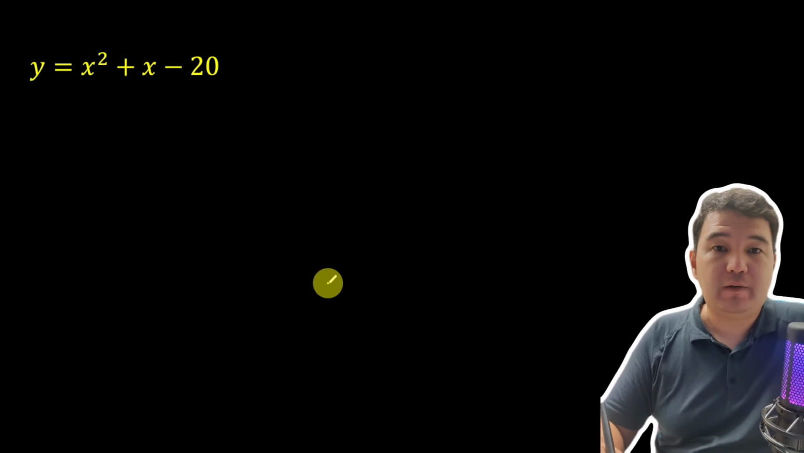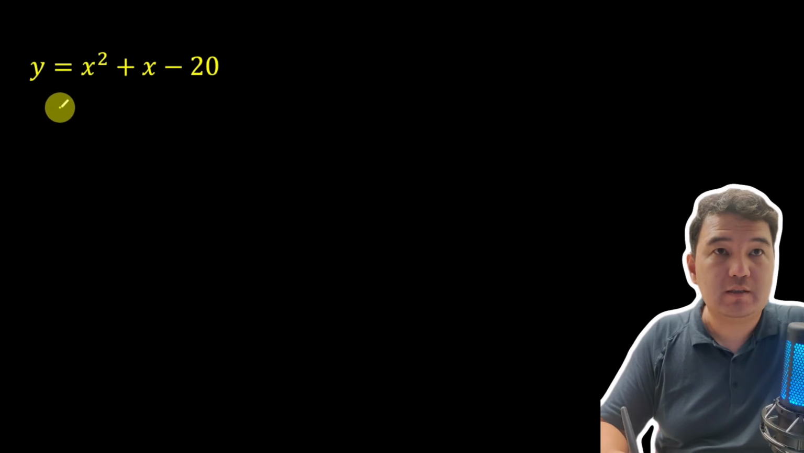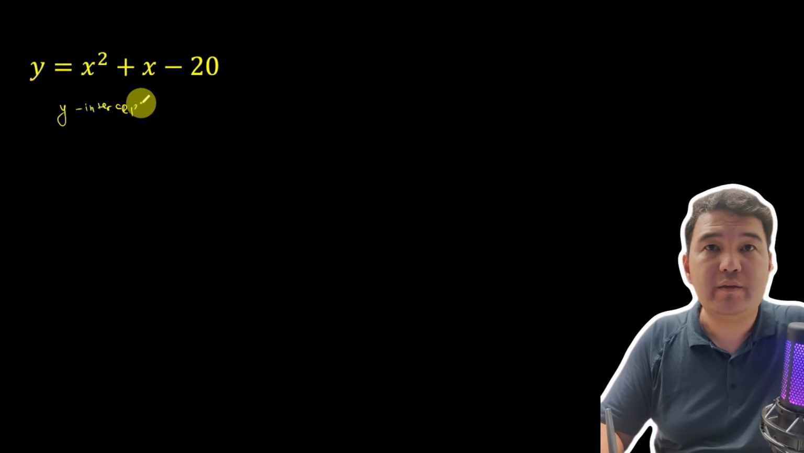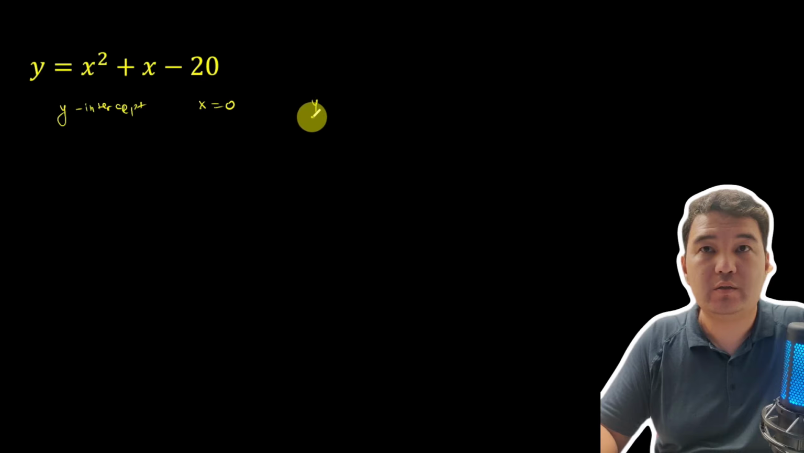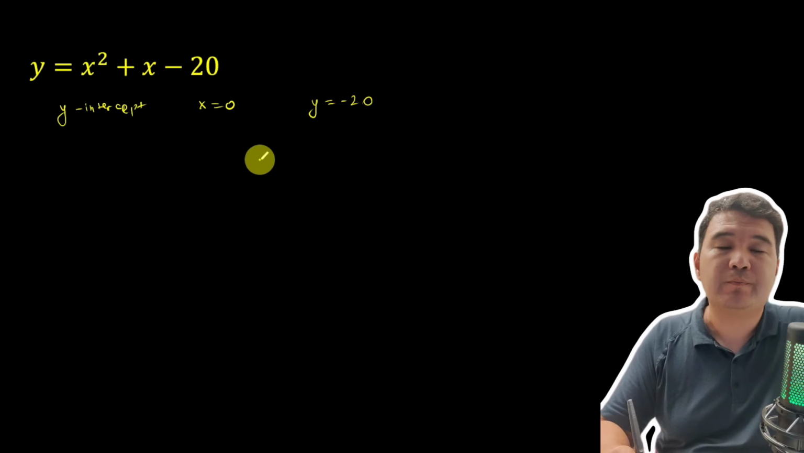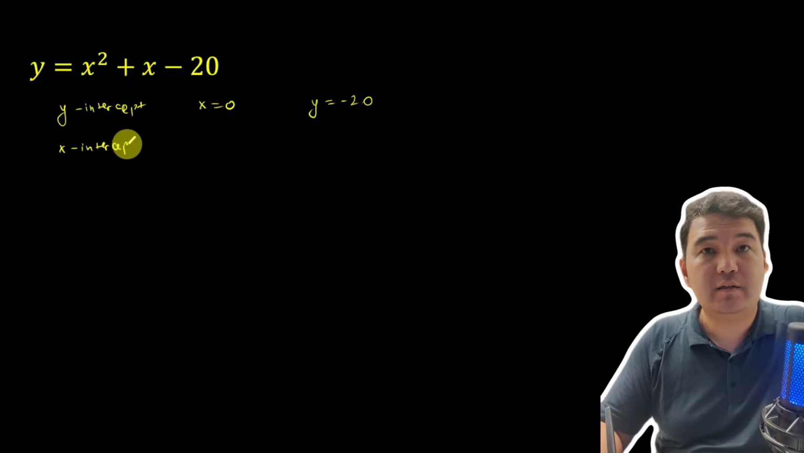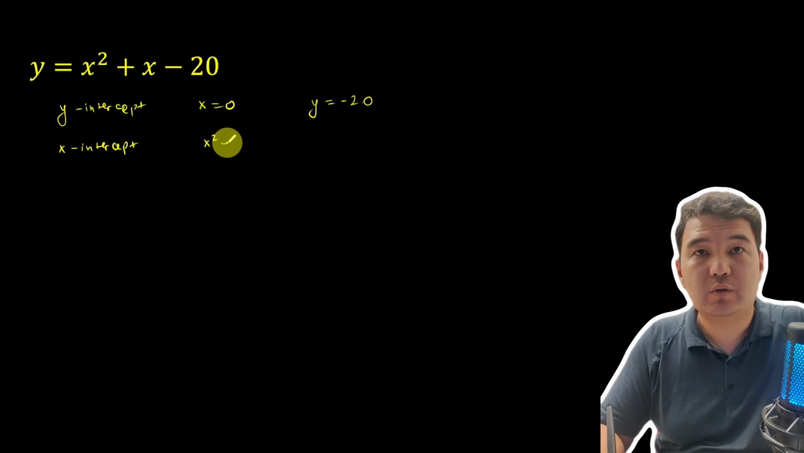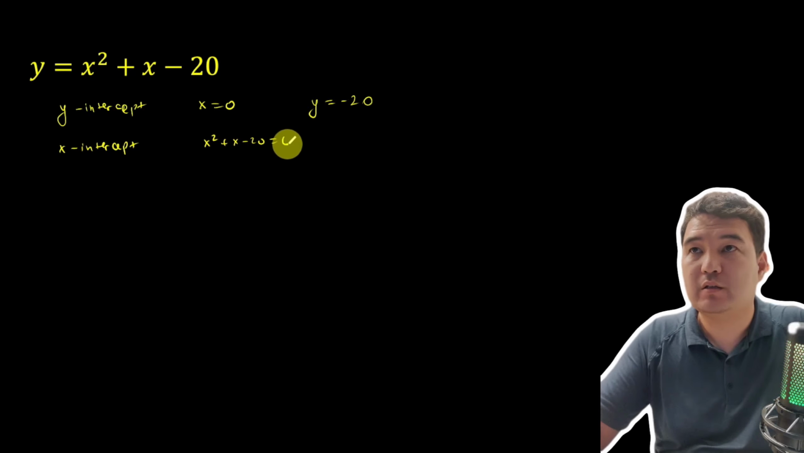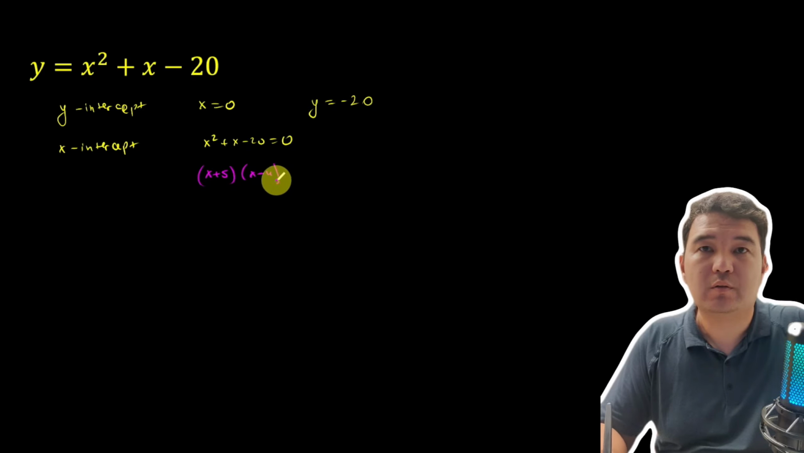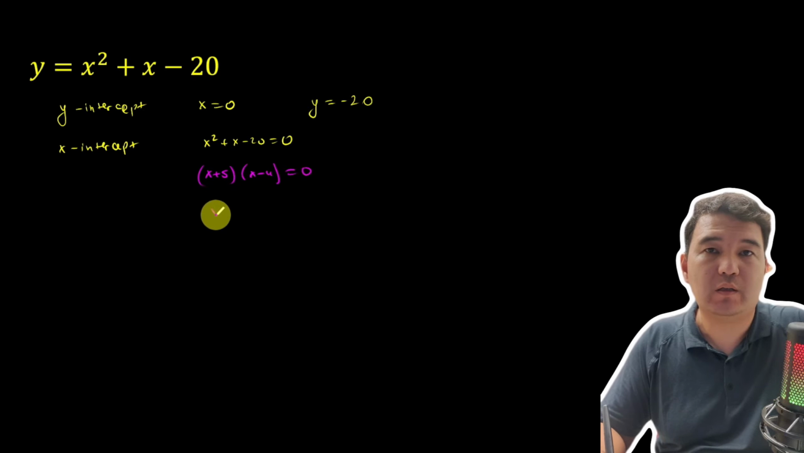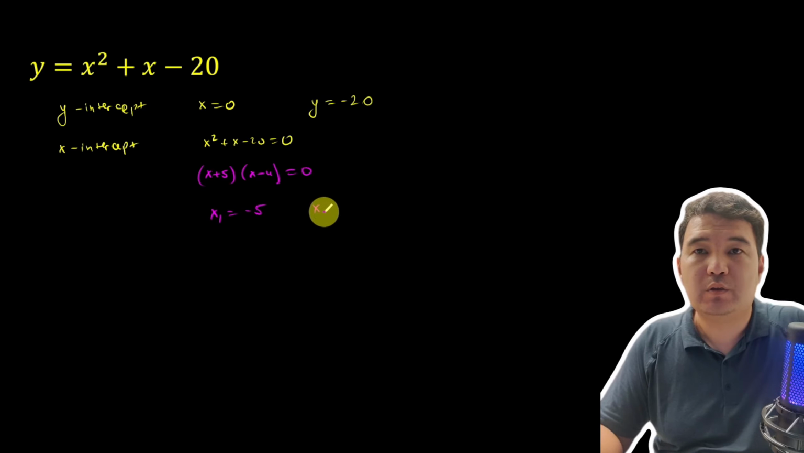Okay, let's find all 4 points of this parabola. First, let's start with the y-intercept. The y-intercept means that x is equal to 0. If you set x equal to 0, y is going to be negative 20. Now the x-intercepts: the x-intercept is when y is equal to 0, or the roots of the equation. So solve this quadratic equation, which factorizes like this: x plus 5 times x minus 4. So x1 is negative 5, x2 is 4.